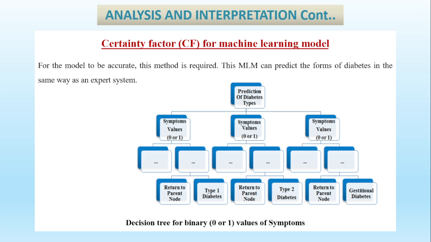If this is the 1, then return to parent node type 1 diabetes. Now this is symptom 2, this type of decision making gives type 2 diabetes. For symptom 3, these are the different symptom values based on the table given in the previous slide in the result section.